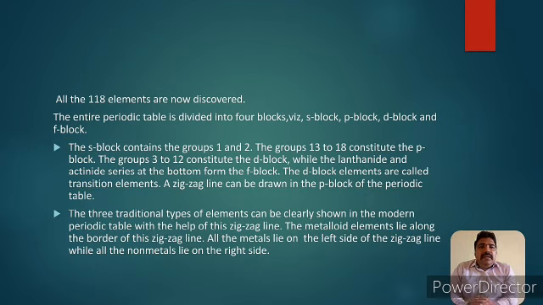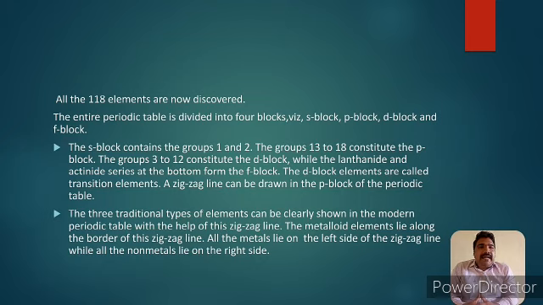The entire periodic table is divided into 4 blocks: s-block, p-block, d-block and f-block. The s-block elements consist of groups 1 and 2. Groups 13 to 18 are known as p-block elements. Groups 3 to 12 are called d-block elements, while the lanthanide and actinide series at the bottom form the f-block elements.